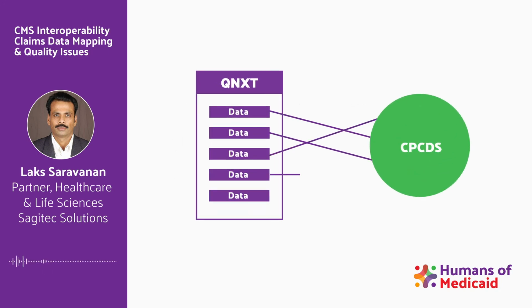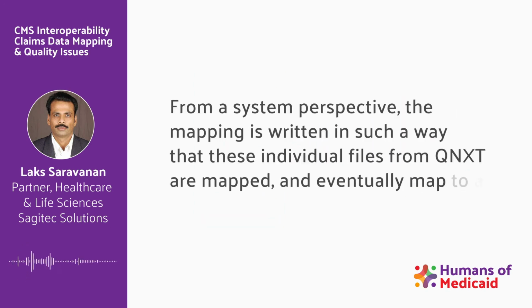Similarly, when we do the mapping to CPCDS, CPCDS also has logical groups in which these mappings happen. There are claims, coverage, members, organizations, and practitioners. So the mapping essentially is the mapping between these groups of data elements, right? From a system perspective, the mapping is written in such a way that these individual files are mapped and eventually mapped to a target FHIR resource.